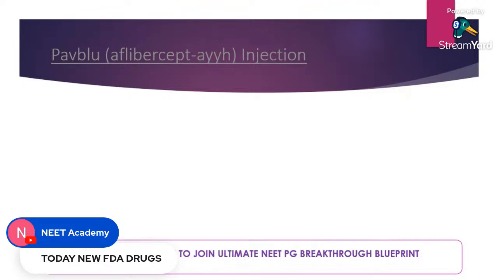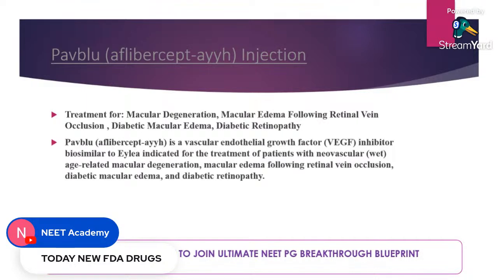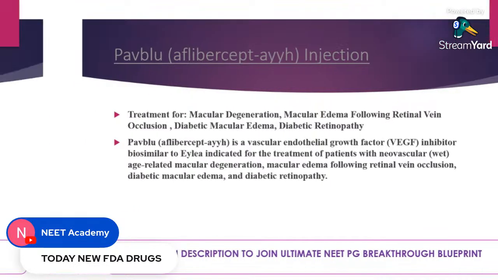Pavblu, aflibercept injection. This new drug is used for the treatment of macular degeneration, macular edema following retinal vein occlusion, diabetic macular edema, and diabetic retinopathy. Pavblu is a vascular endothelial growth factor inhibitor, biosimilar to Eylea, indicated for treatment of patients with neovascular, age-related macular degeneration, macular edema following retinal vein occlusion, diabetic macular edema, and diabetic retinopathy.